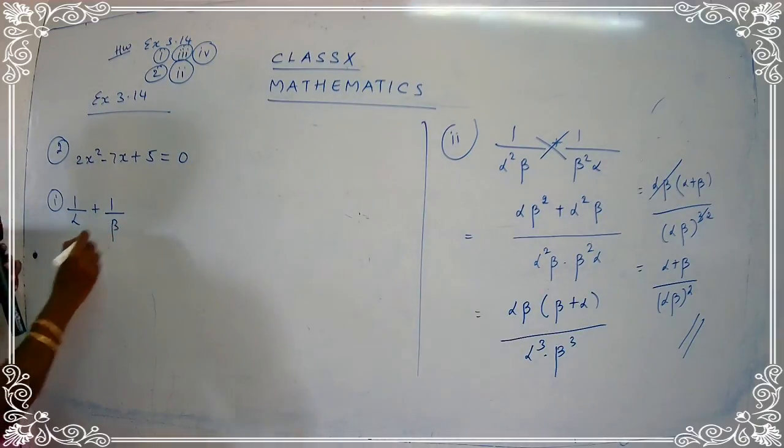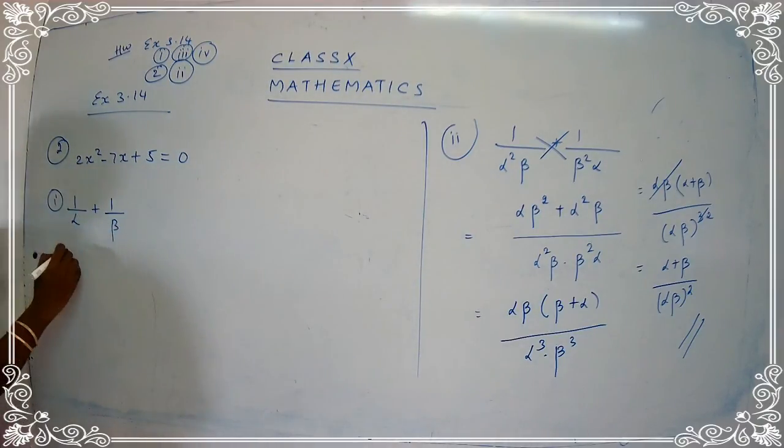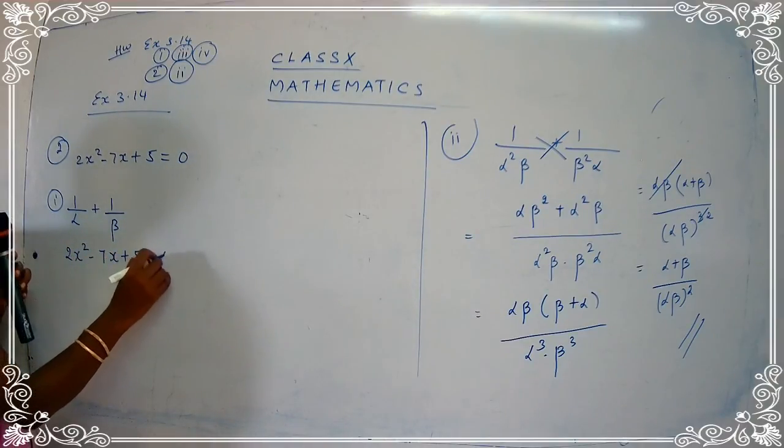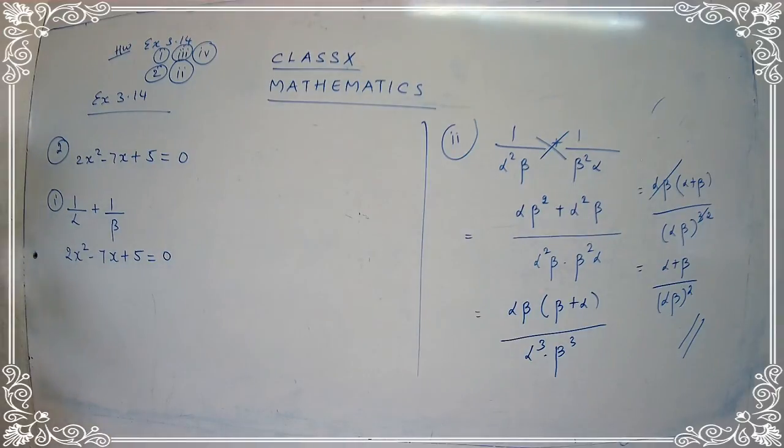Okay, so I'll start with the equation once again. I'll take the equation 2x square minus 7x plus 5 is equal to 0. What is the equation given to you? 2x square minus 7x plus 5 is equal to 0. Okay, now what are we going to do here? They have told that alpha and beta are the roots of the equation. So first thing is you are going to find out alpha plus beta, and the second thing is you are going to find alpha beta.